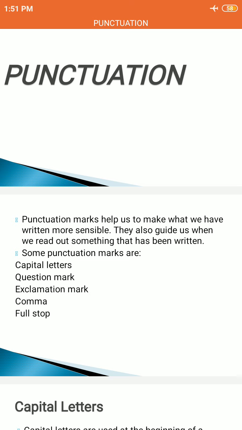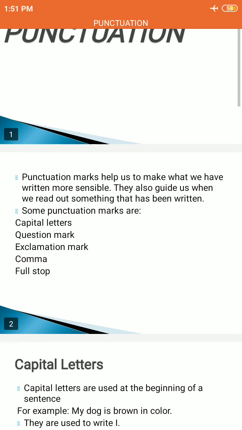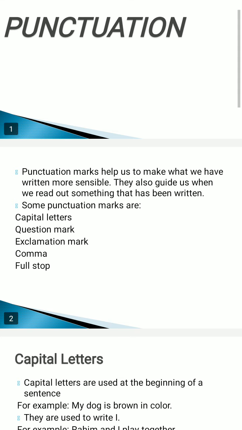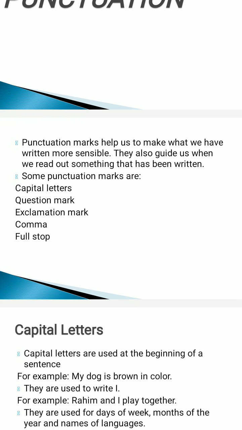As all of us know, whenever we write a sentence, we begin the sentence with a capital letter. Secondly, we end the sentence by marking a full stop. Whenever we need to ask a question, we put a question mark at the end of the sentence. When we are to show some feelings, we put an exclamation mark in the sentence. When we need to show some pause in the sentence, we put a comma.